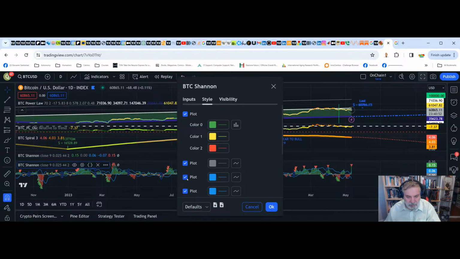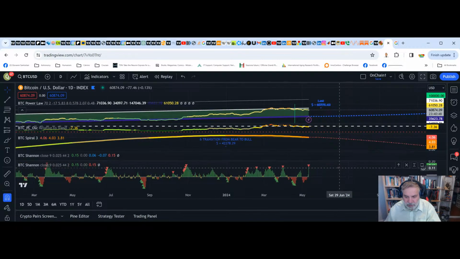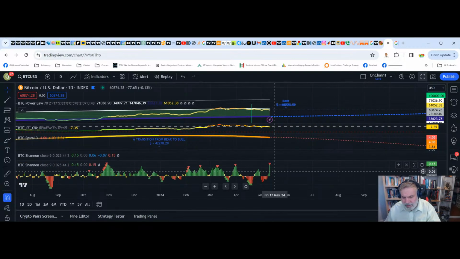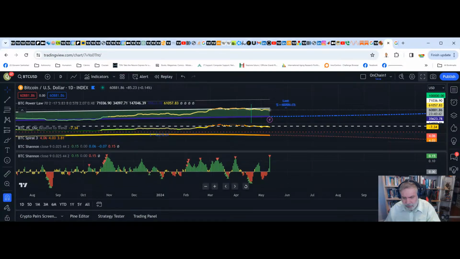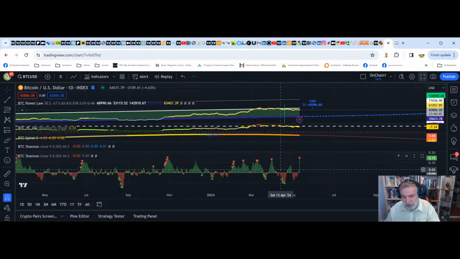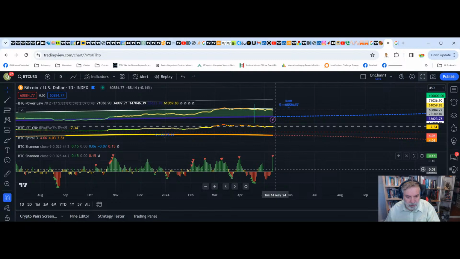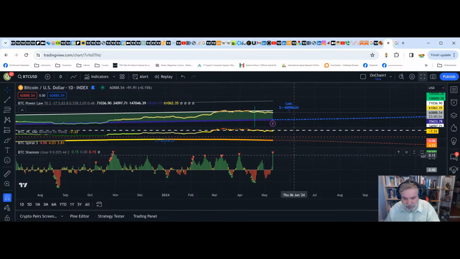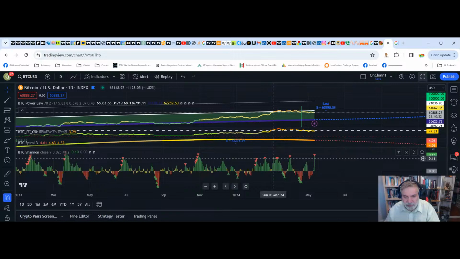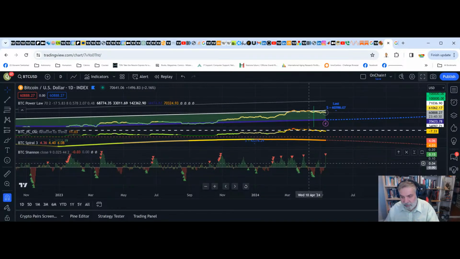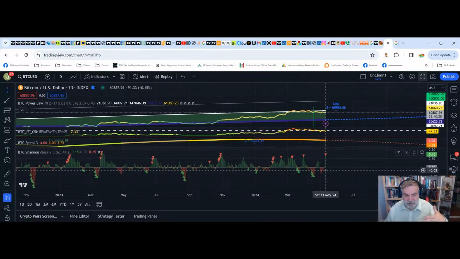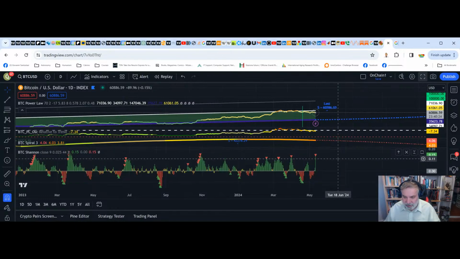Let me take out these lines because they're a little bit confusing. So this indicator shows oscillations. It's a modification of an indicator that I have, but I'm adding more information that is relative to the power law. Instead of using an average value, I'm using the power law as my reference point.